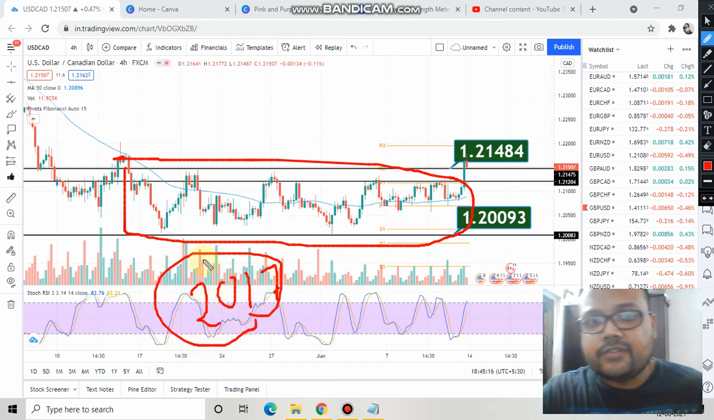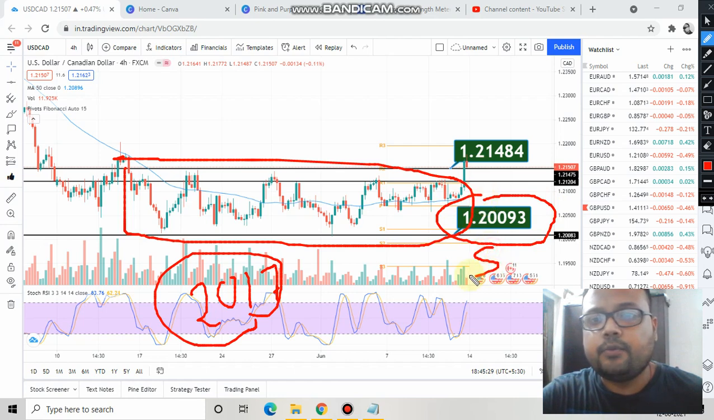And during the last trading session, market somehow tried to close this particular level. So you can see that on the chart I have got two levels here. 1.2009 on the downside, which is the support for us, and on the other hand we have 1.2148 on the upside. This is the resistance for us right now.